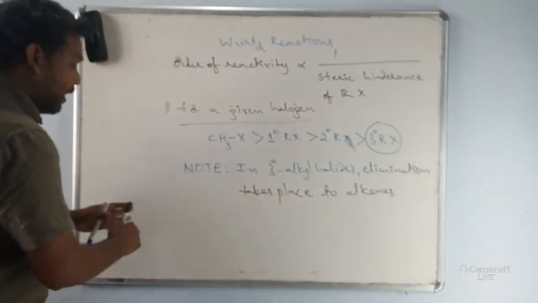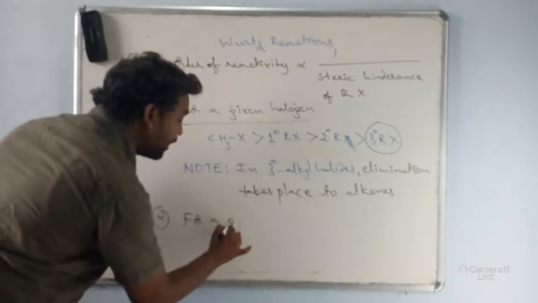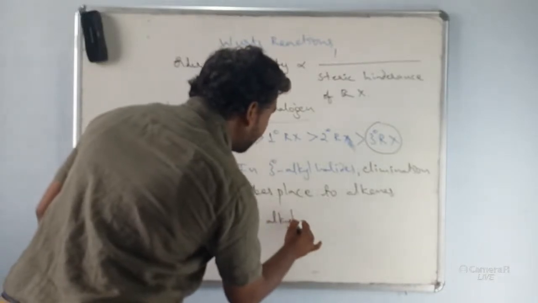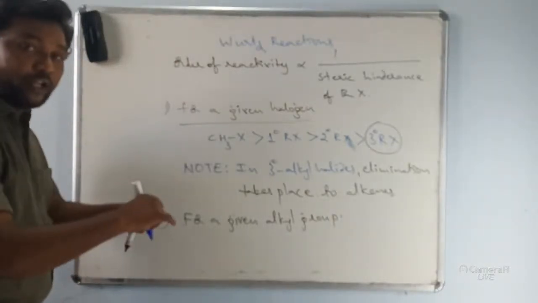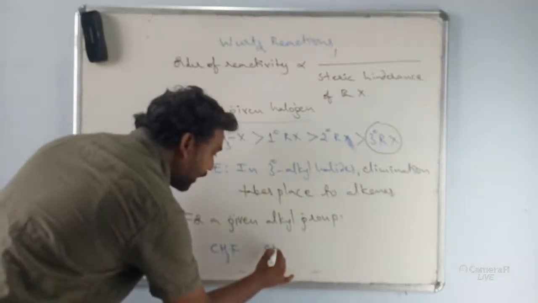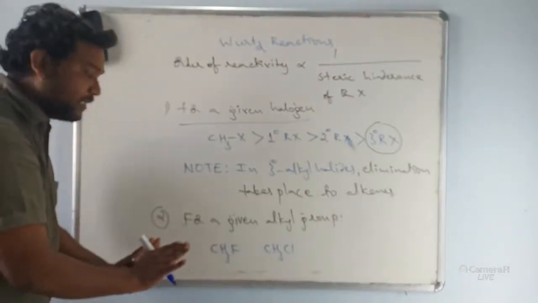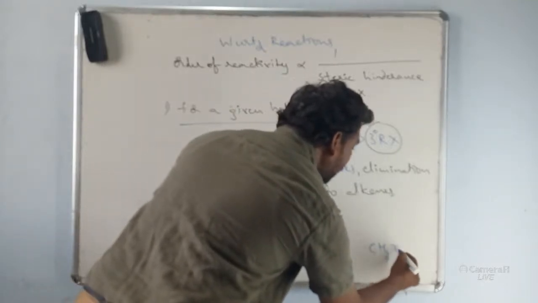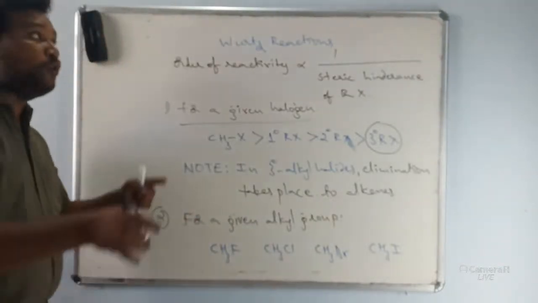Next, let me tell you another case: for a given alkyl group. If the alkyl group is the same, different halogens are there. Then how will be the order of reactivity? The alkyl group is the same and the halogens are different, so we can write methyl fluoride, methyl chloride, like that. Any alkyl group you may take, but the alkyl must be the same: methyl chloride, methyl bromide, and methyl iodide. Different halogens are there. Then how would be the order of reactivity towards a Wurtz reaction?